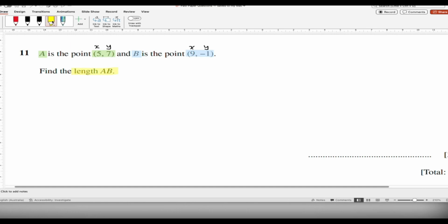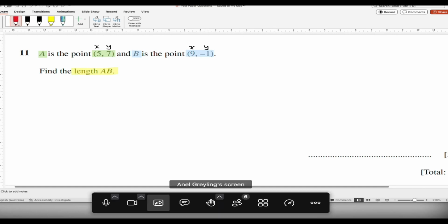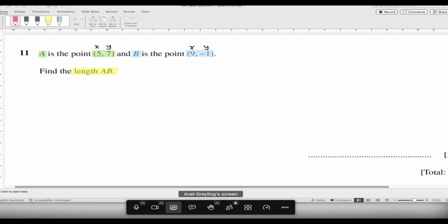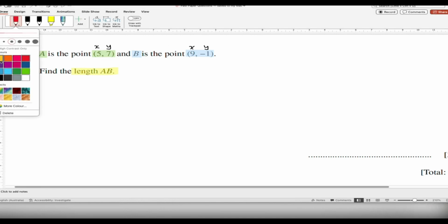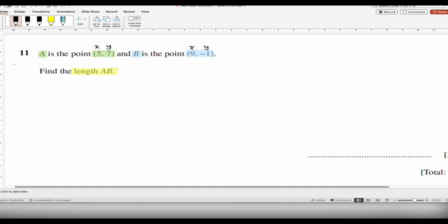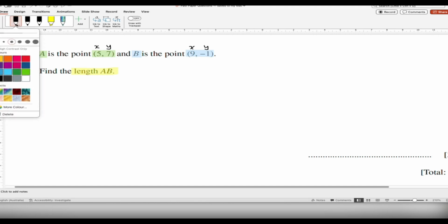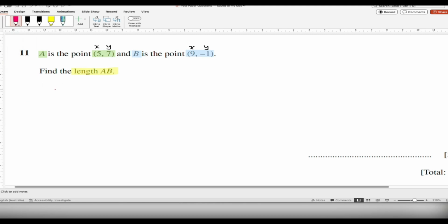So how can we go about answering this question? Any ideas? Can we use the distance formula? What do you guys think? Okay, so we can use the distance formula, and the distance formula looks like this.